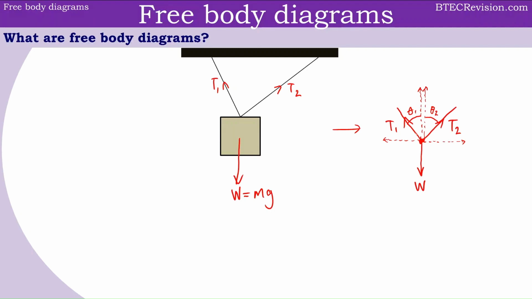How would we work out the horizontal and vertical components? Well, we're going to have to use SOHCAHTOA. Sine theta, cos theta, and tan theta. Sine theta is equal to opposite over hypotenuse. Cos theta is adjacent over hypotenuse. And tan theta is opposite over adjacent.